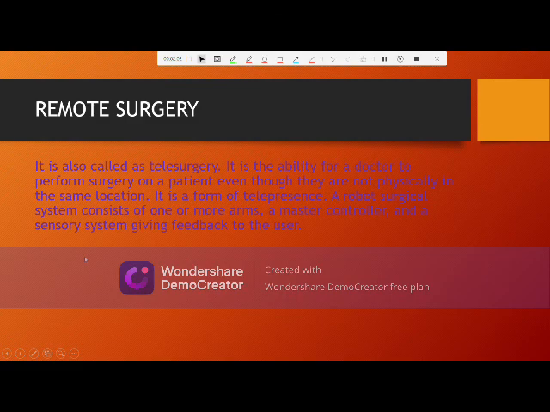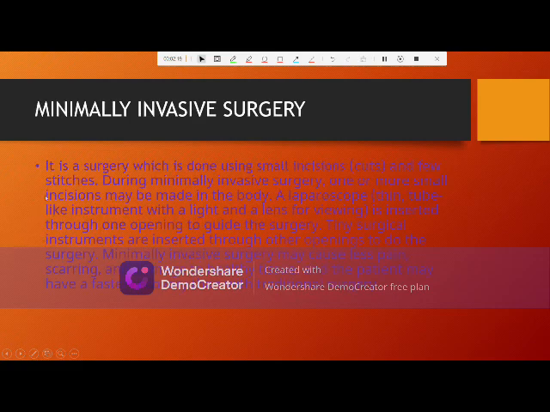Remote surgery. It is also called telesurgery. It is the ability for a doctor to perform surgery on a patient even though they are not physically in the same location. It is a form of telepresence. A robot surgical system consists of one or more arms, a master controller, and a sensory system giving feedback to the user.